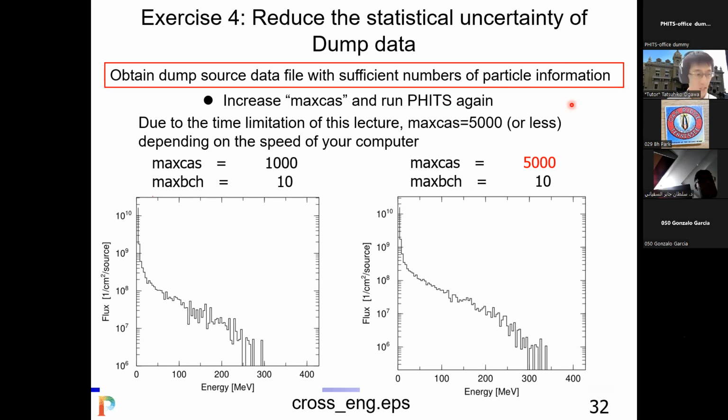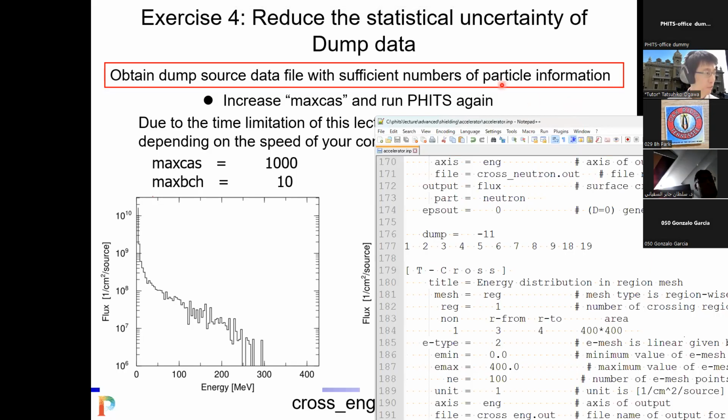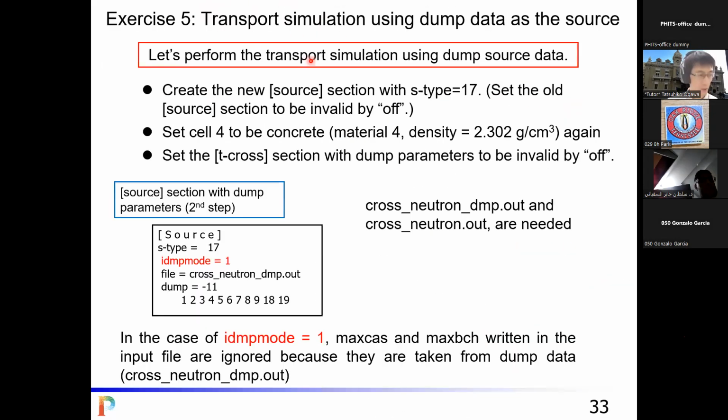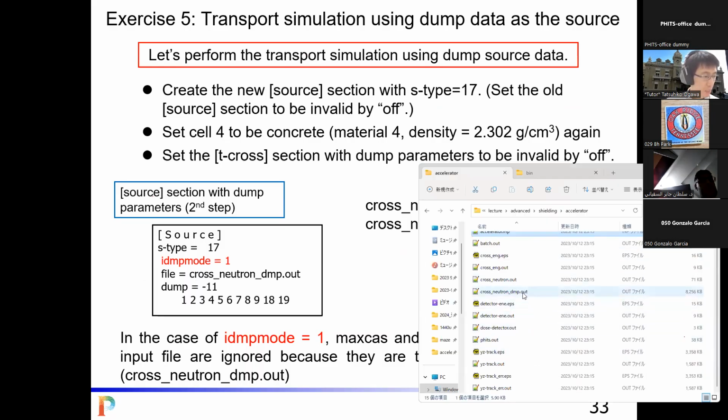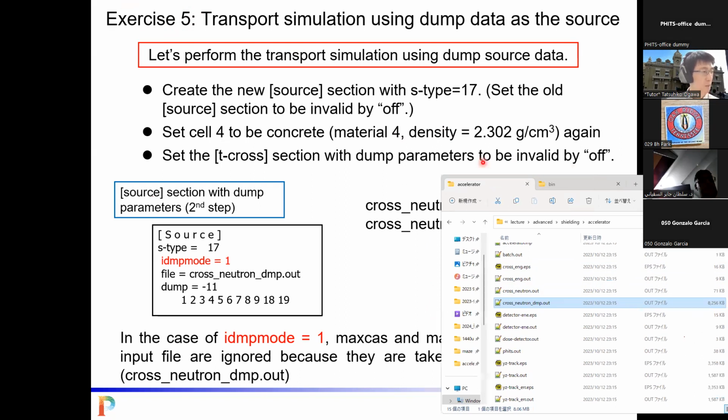How is the progress? So after running exercise number 4, we can create a relatively huge dump file, cross neutron dump.out. As I used 5,000, the file size is 8.256 megabytes. And exercise number 5 is an exercise to make use of this dumped data.